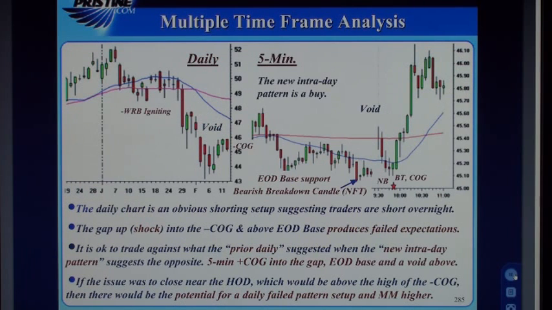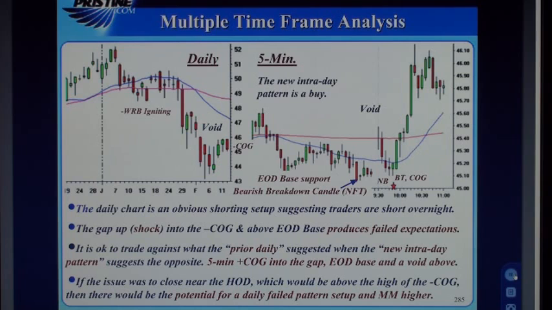Our daily chart here is bearish. We had a wide range bar, a bearish wide range bar igniting a move lower. Then stabilization and a retracement back up with a bearish changing of the guard. So an obvious short setup here tells us that traders are short overnight. The gap up causes a shock into that bearish changing of the guard, and in this case we have an end of day base. This is what's producing failed expectations.